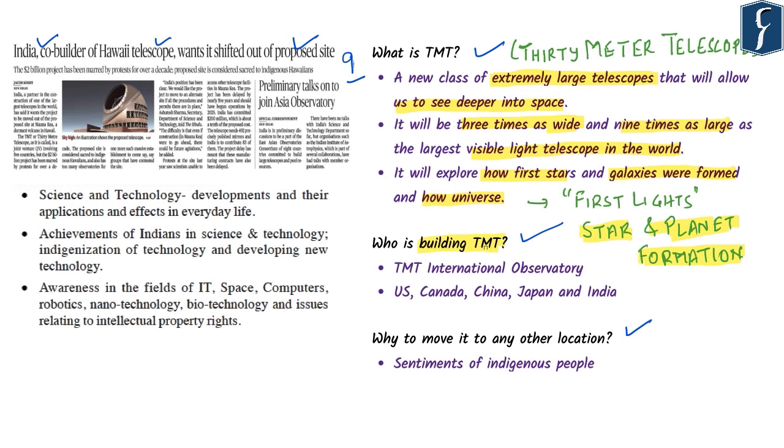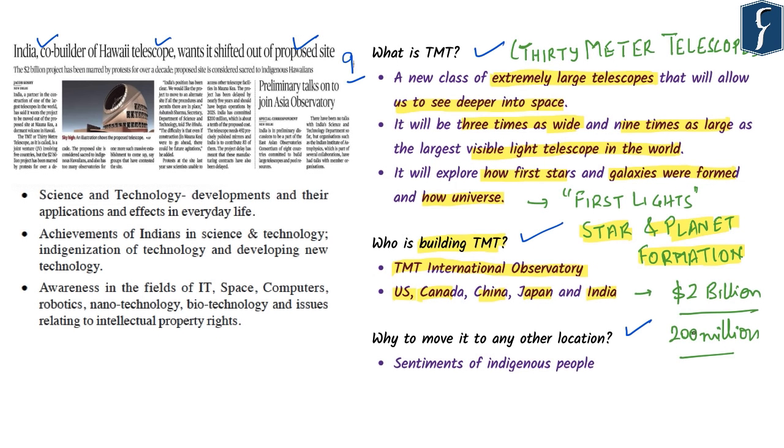Now, TMT is built by the TMT International Observatory. And this international observatory is supported by 5 countries: the US, Canada, China, Japan, and India. The total cost of the project is around $2 billion. Out of this, India's contribution is around 200 million.